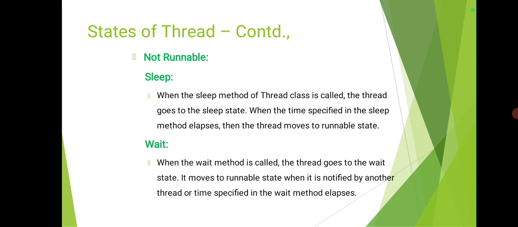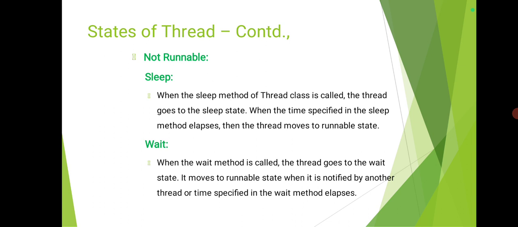So after C I need to change the time, after 15 minutes, 10 minutes, 2 minutes. In this way I can allocate the space for the B document. After the C document gets printed, B will execute. So this is called the sleep method and wait method. When the wait method is called, the thread goes to wait state, and it moves to the runnable state when it is notified by another thread. The time is specified when the wait method elapses. This is the normal way of printing.